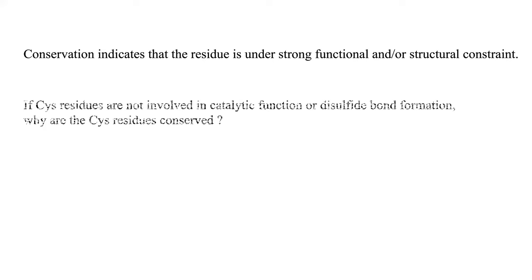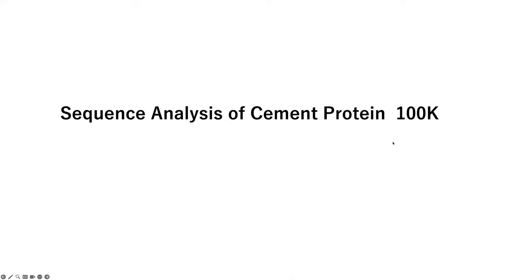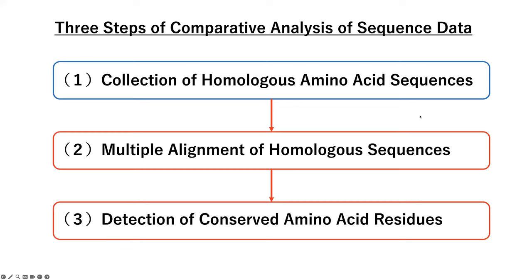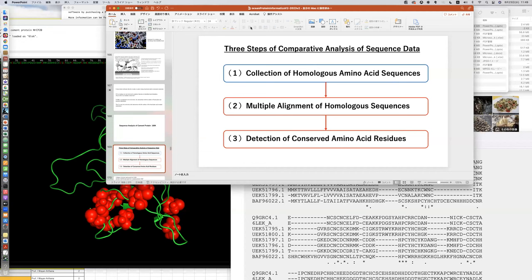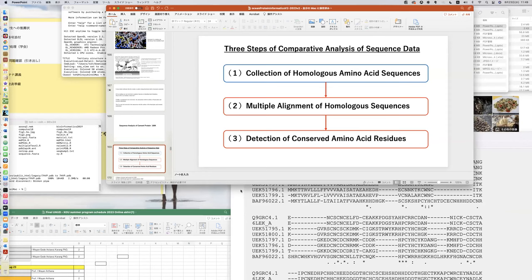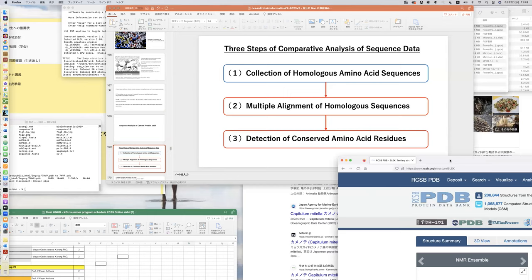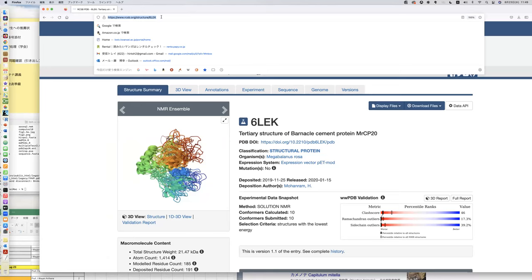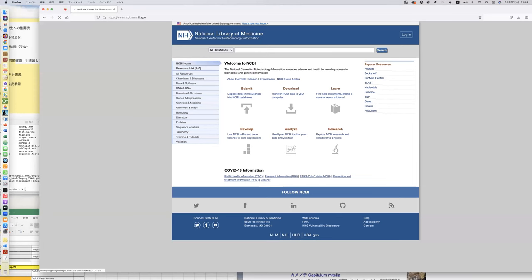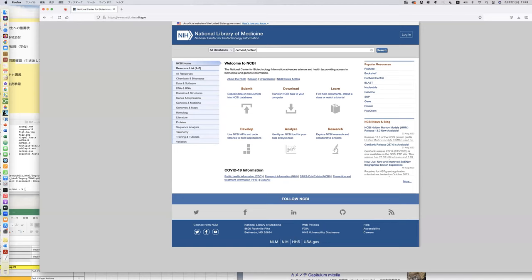Okay, so next I'll explain the other example: cement protein 100K. At first, we tried the collection of homologous amino acid sequences. It is the same procedure. Okay, close, and go to NCBI. So go to NCBI and search cement protein 100K.